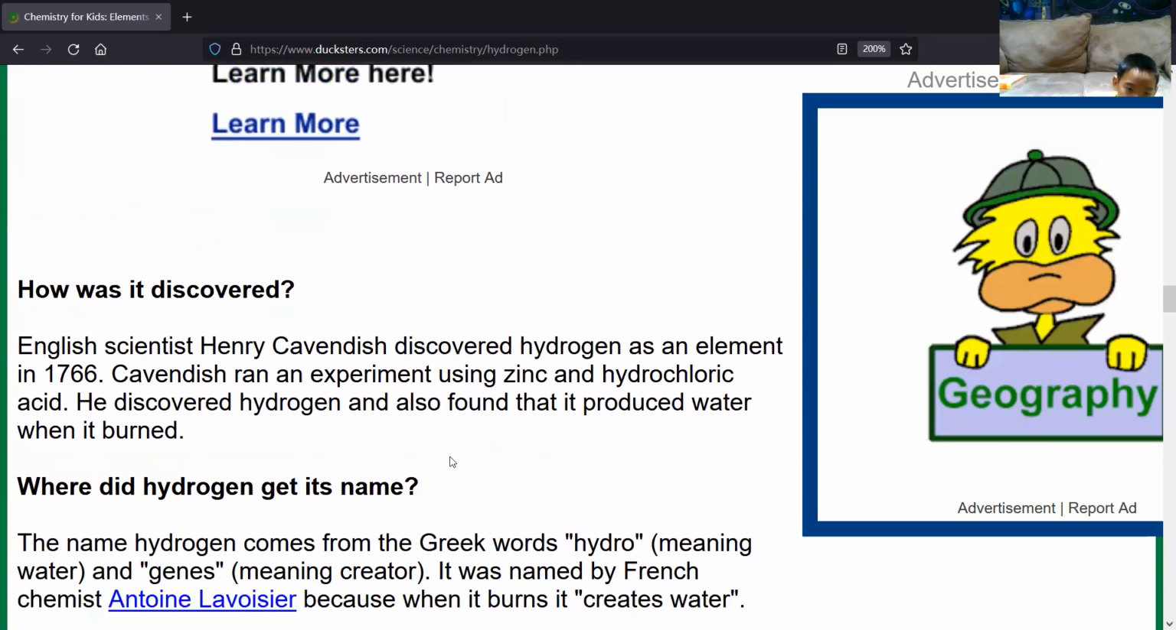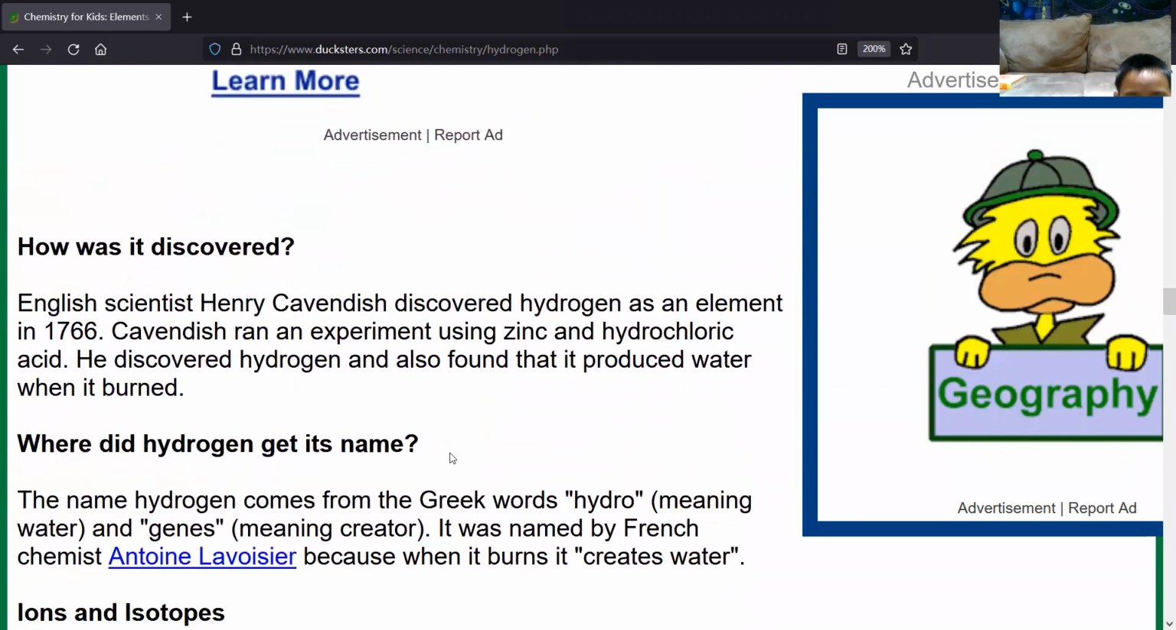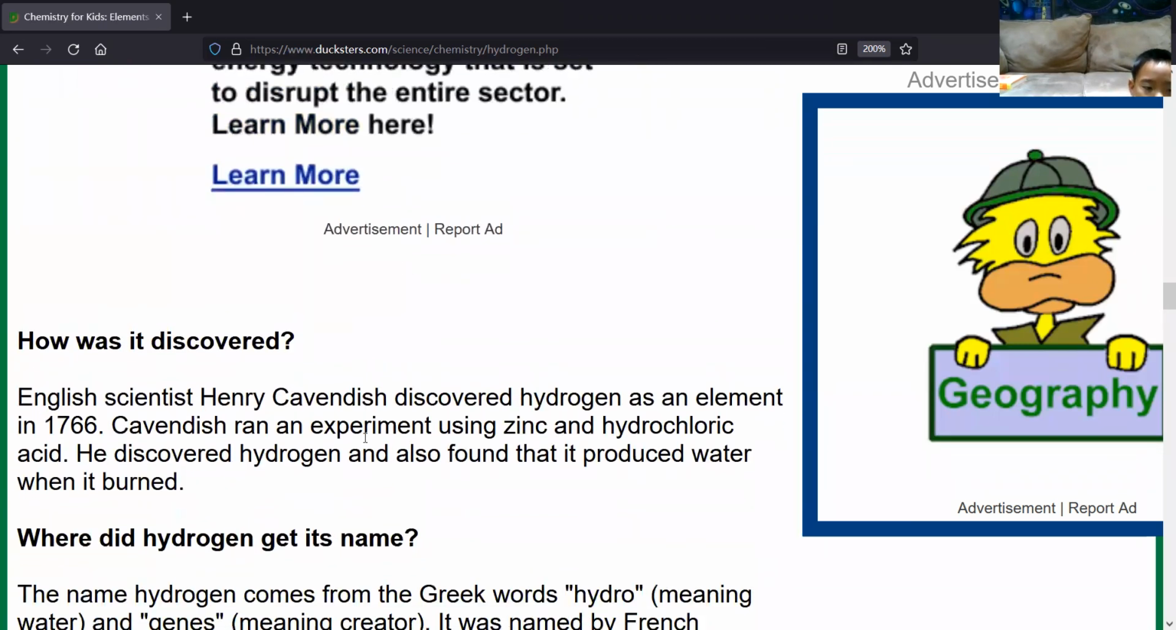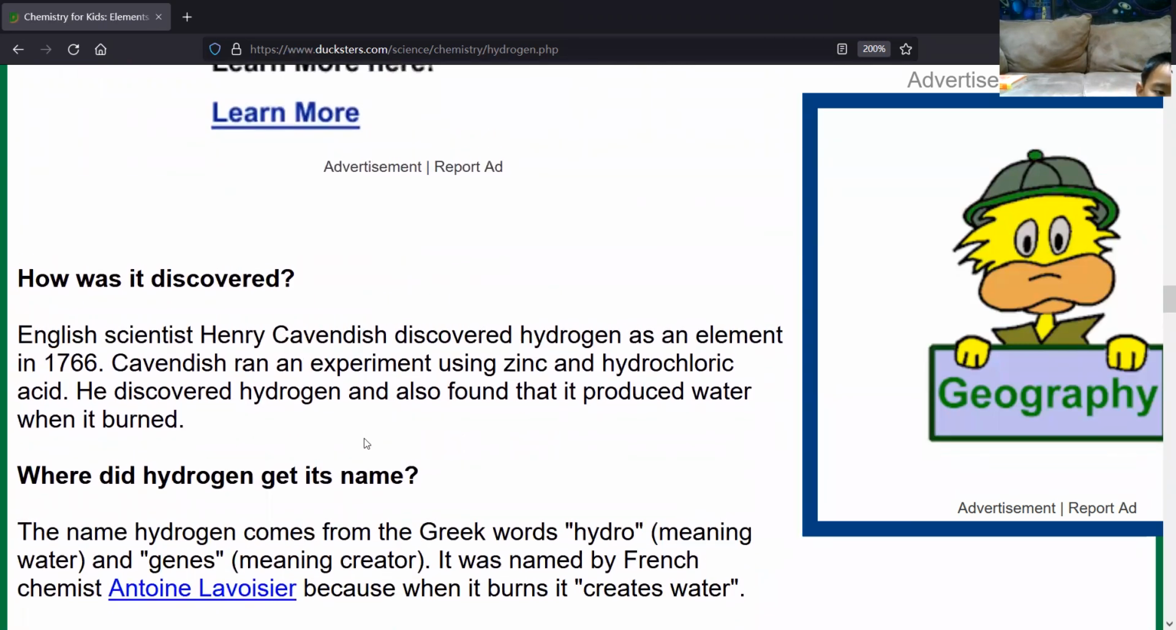How was it discovered? Well, I'm going to read these two paragraphs. So yeah, how was it discovered? English scientist Henry Cavendish discovered hydrogen as an element in 1766. Cavendish ran an experiment using zinc and hydrochloric acid. He discovered hydrogen and also found that it produced water when it burned.